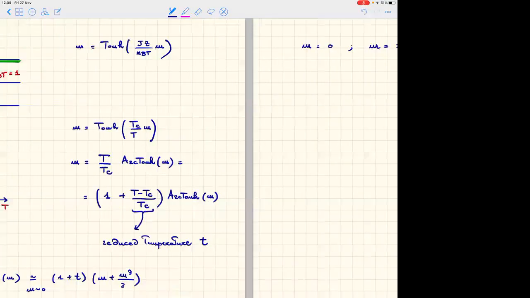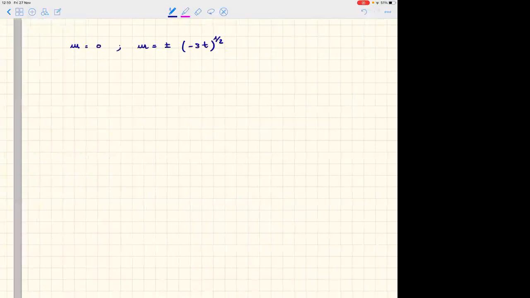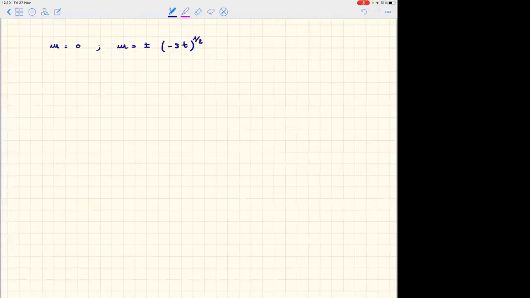So we discovered, therefore, that this behavior here is actually a square root singularity. m goes like (-t) to the power 1/2. This is characteristic of mean field theory.